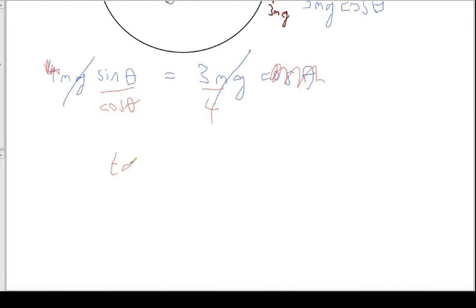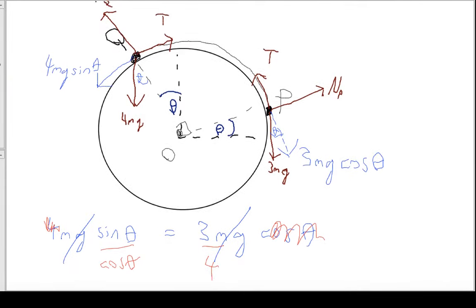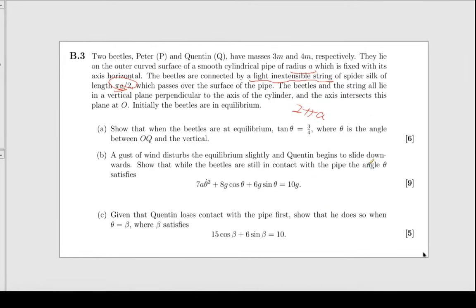Tan theta equals 3/4. That's really it. There you go. That's all that's happening. Okay, so that's the first part of the question done.